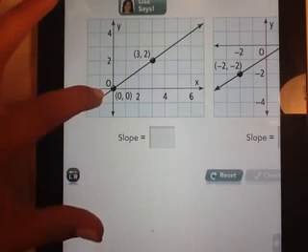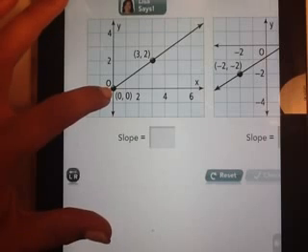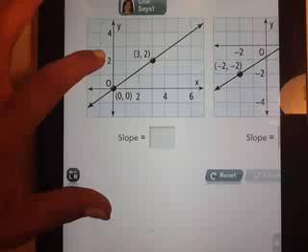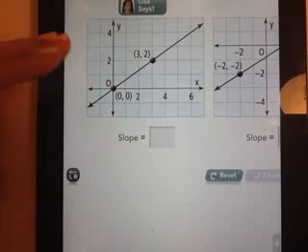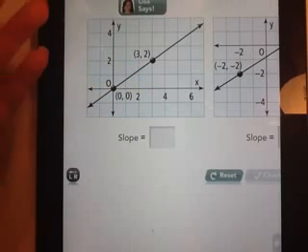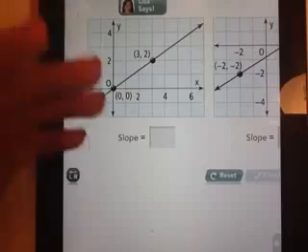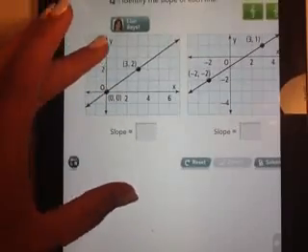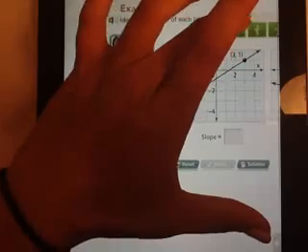So I'm at 0, 0. Gotta make sure you're checking what they're counting by. They're rising by 2 units, and they're running to the right. So when you go up, that's a positive 2. And you go to the right, because everything to the right on the number line is positive, it's going to be rise over 2, run over 3. So our fraction will be 2/3.